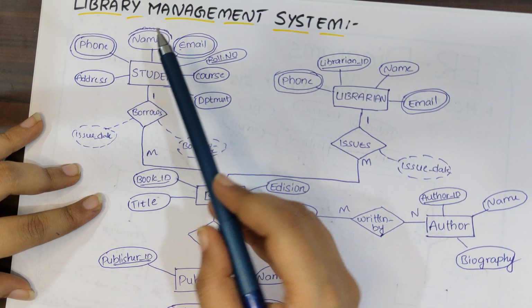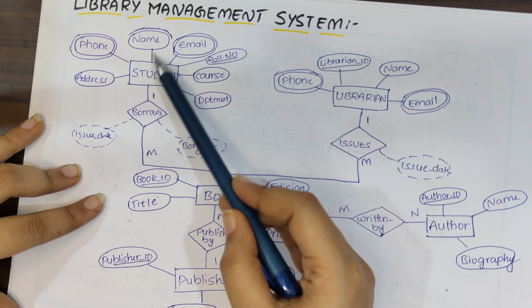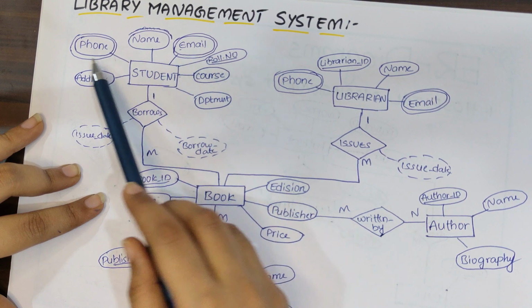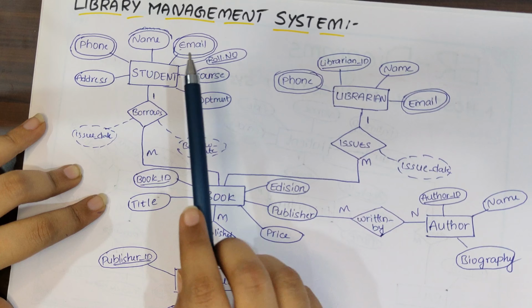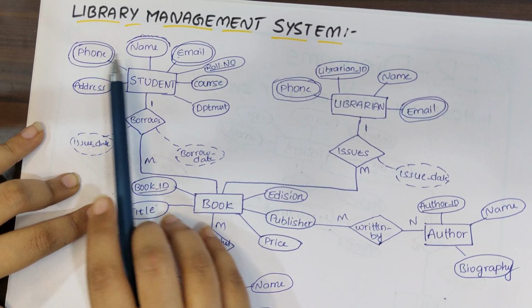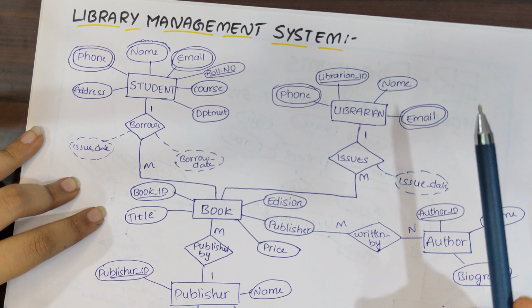Next, the information about those entities will be represented in the form of ovals, the attributes. See, this phone number, name, email ID, roll number, course, department, address, all these things will be the information related to the student. And this is the key attribute, because using the roll number only they can identify who the people taking the books are, right? When it comes to email and phone number, a person can have more than one email and phone number, so it is considered as a multivalued attribute.